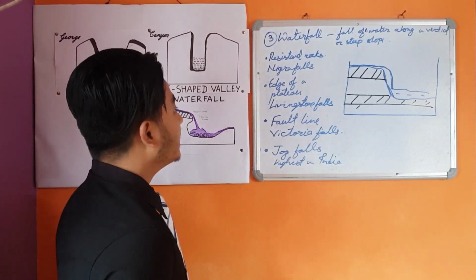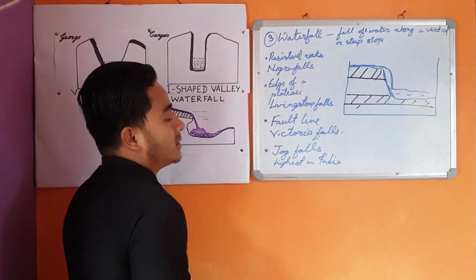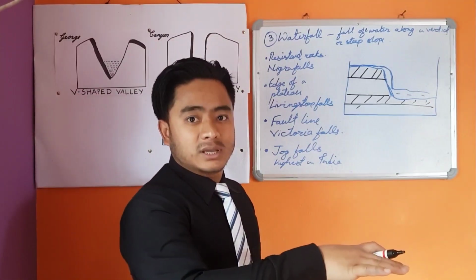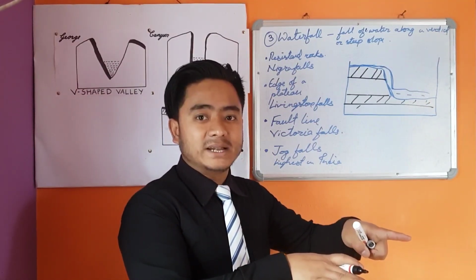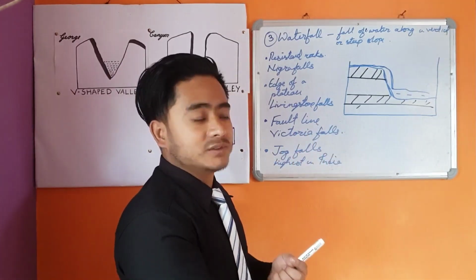And the common example of the presence of the resistant rock which has formed a waterfall is Niagara Falls. And the second way how the waterfall is formed is the edge of a plateau. When the river flows, and if there is the presence of the edge of the plateau, at that time the river falls. That leads to the formation of the waterfall.